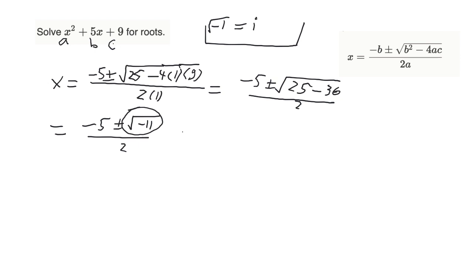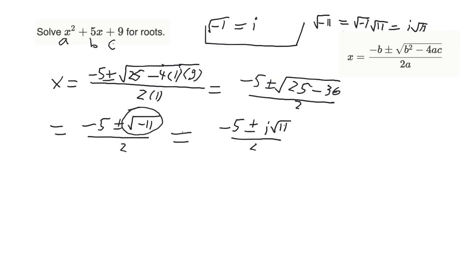Okay, so if we have negative 11, we can rewrite the square root of negative 11 as the square root of negative 1 times the square root of 11, which also means that we can rewrite this as i times the square root of 11. So we can rewrite this whole equation down here as negative 5 plus or minus i times the square root of 11, all over 2. Now these are going to be the solutions to our problem.